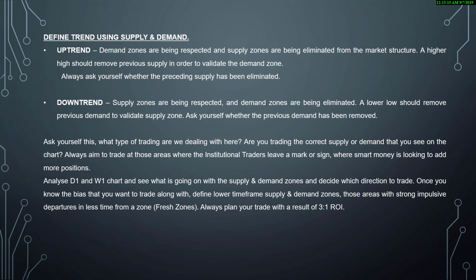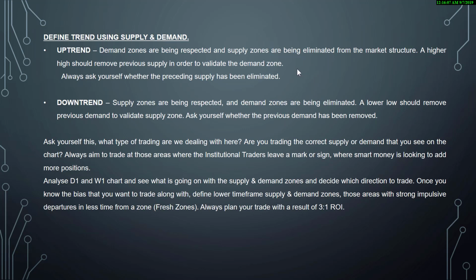Firstly, an uptrend. Demand zones are being respected and supply zones are being eliminated from the market structure. Remember the engulfing and the morning star? A higher high should remove previous supply in order to validate the demand zone. Always ask yourself whether the preceding supply has been eliminated. Let me illustrate this quickly. Let me grab my pen here. Let me illustrate this for you guys.